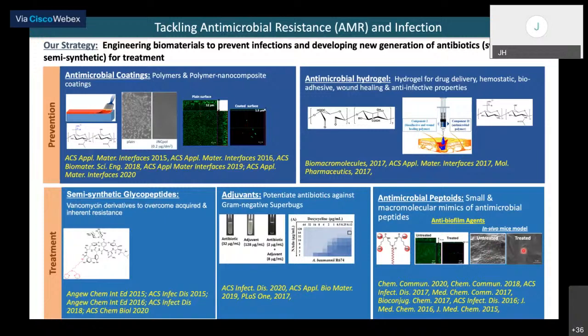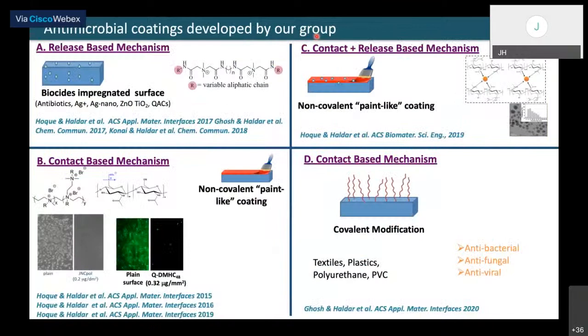In case of antimicrobial coating, we have been developing different types of molecules, such as this type of molecule, which can be impregnated onto different types of surfaces and can take care of surface-associated infection. And this small molecule can release from the surfaces and kill the bacteria. So we call it a release-based mechanism.